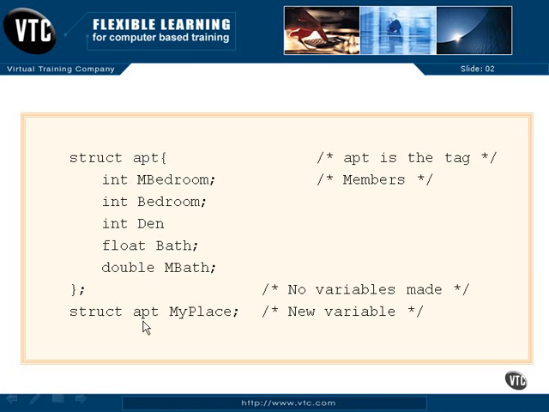Struct APT says that we want to create a new structure. Our variable name is myPlace. Now myPlace will be large enough to contain 3 integers, a float, and a double. All of those things will be end to end, just like this in memory, one right after the other, and they will be in the format of APT because we used this tag when we defined our new variable. So we have created a variable called myPlace and reserved storage. Let's go look at this in some real code.